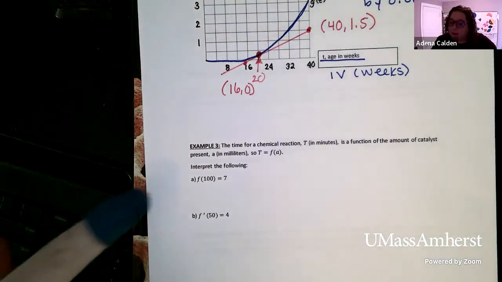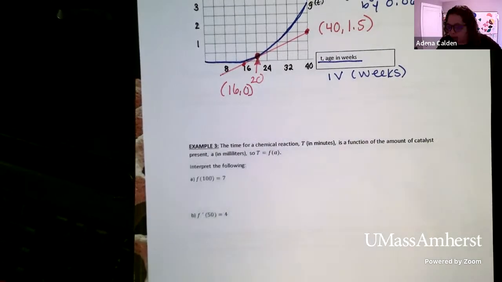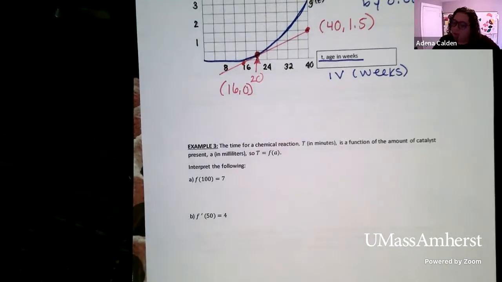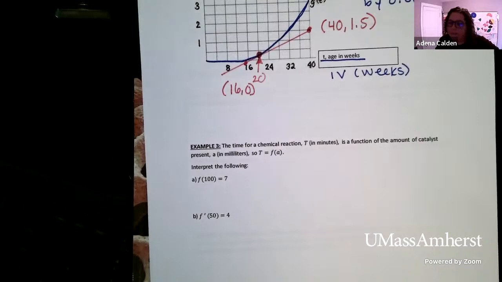So this is not a derivative. This is just the function. So we want units for 100, we want units for 7, and then how do we talk about them together? And then part B is where we're talking about the rate of change or the derivative. So again, what are the units of 50? What are the units of 4? And how do we put them together?